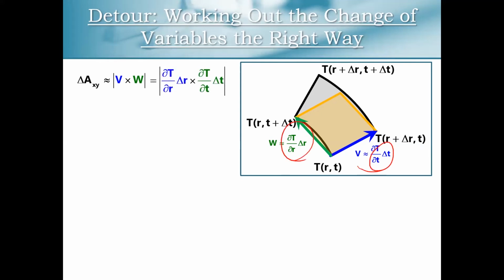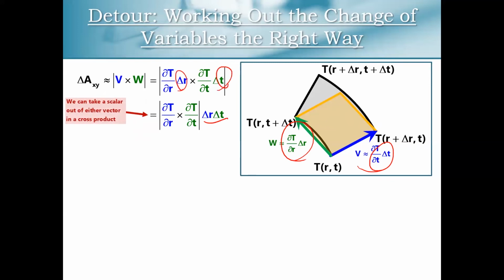Now, it turns out that with this cross product, we could take scalars out. We could take a scalar out of either vector in a cross product. That's a property of cross products. And remember, delta R is just some number that's really small, and delta T is just some number that's really small. They're both scalars. We could pull them out. All right, so now let's figure out how to take this cross product.